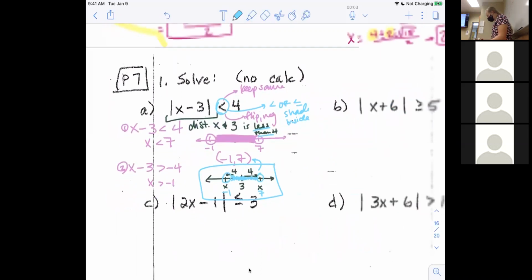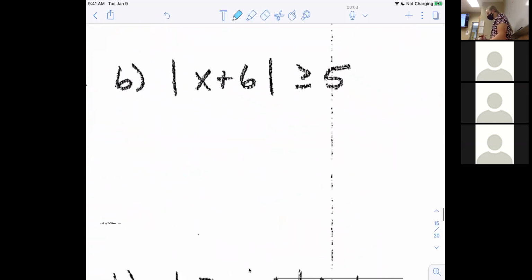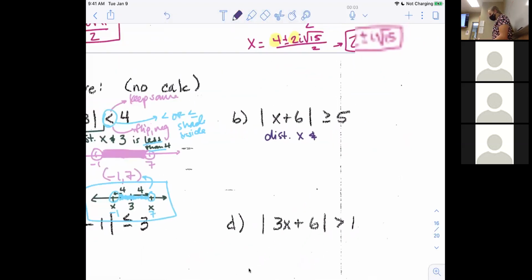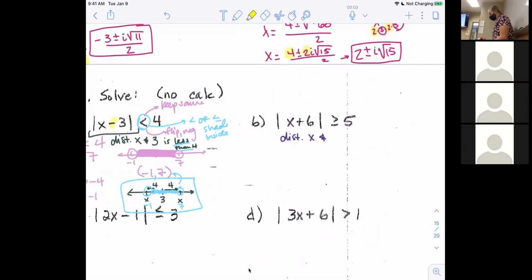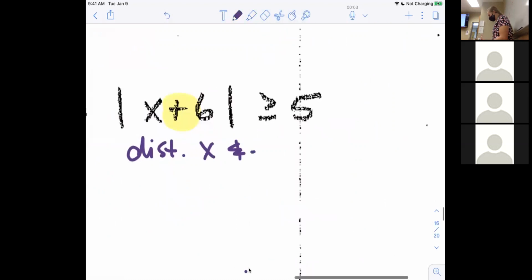So let's walk with me through letter B. This one says absolute value of x plus 6 is greater than or equal to 5. So I can think of this as the distance between x and, remember when we take it out, we have to change the sign, so it would be x and -6 is greater than or equal to 5. I just don't feel like writing greater than or equal to that.